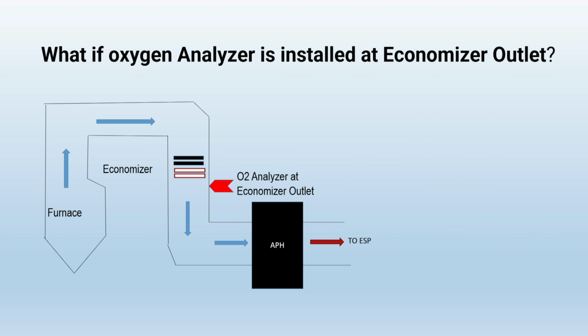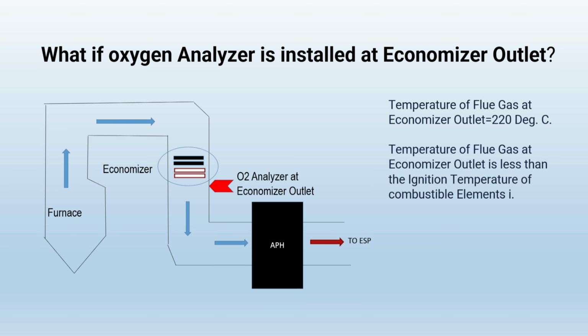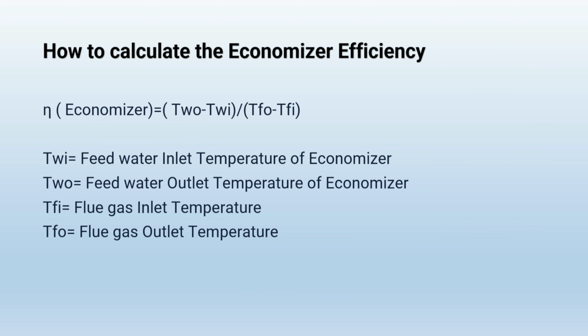Let us now consider the installation of the oxygen analyzer at the economizer outlet. The temperature of the flue gas at the economizer outlet is around 220 degrees Celsius, which is lower than the ignition temperature of the combustible elements such as carbon, hydrogen, and sulfur. Therefore, the oxygen analyzer will provide accurate readings. In conclusion, we can confirm that the position of the oxygen analyzer at the economizer outlet is correct.